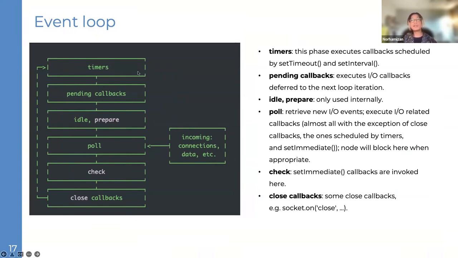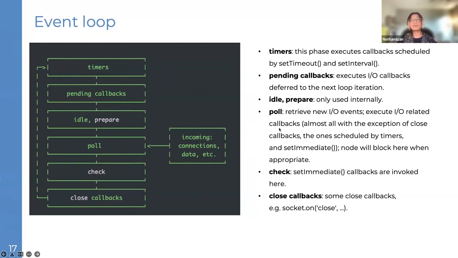So we have the timers here. It executes any callbacks scheduled by setTimeout and setInterval. And then we have the pending callbacks that execute any I/O callbacks that are deferred to the next loop. We have idle and prepare, which is mostly internal to Node.js.